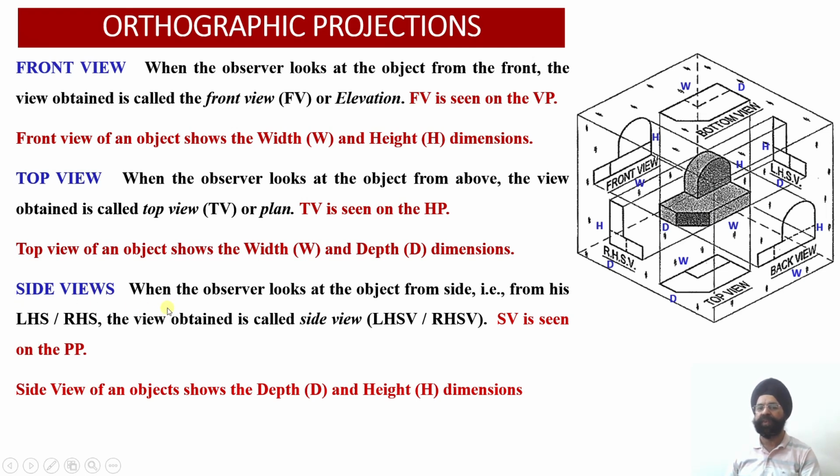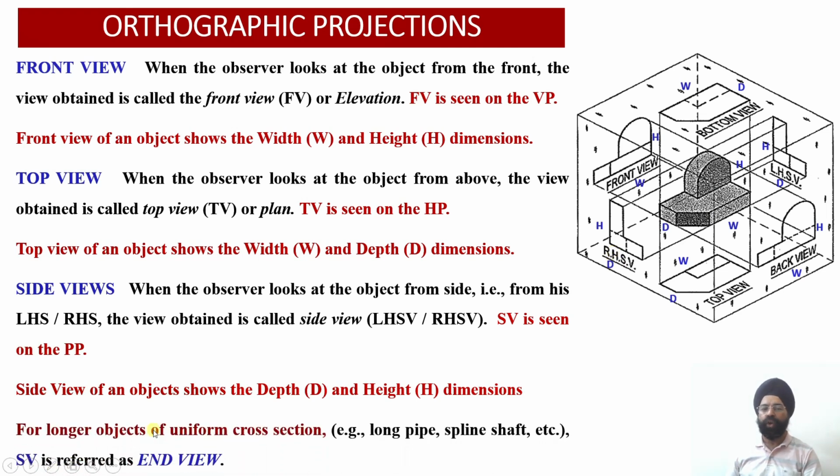There are two side views which we can obtain, right? Whenever the observer is looking at the object from the side, either from his left hand side or from the right hand side, the views obtained are called the left hand side view or the right hand side view. And the side view is always obtained on the profile plane, right? Which dimensions does the side view reveal? The side view reveals the depth of the object. Please check. It reveals the depth and the height of the object. So the side view always gives the depth and the height, whether it is a left side view or a right hand side view.